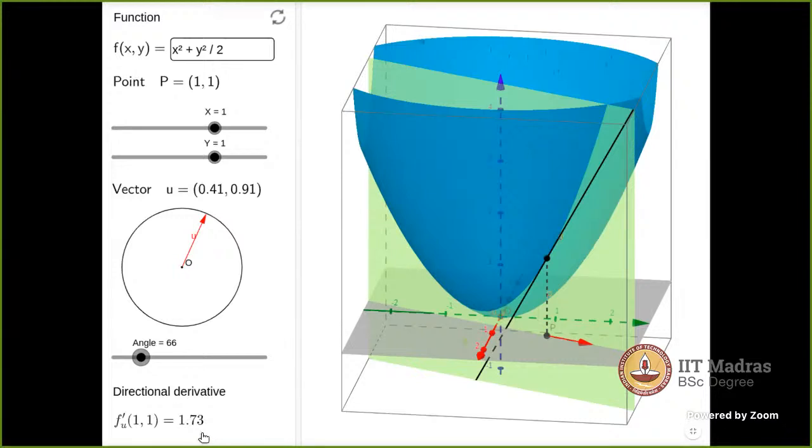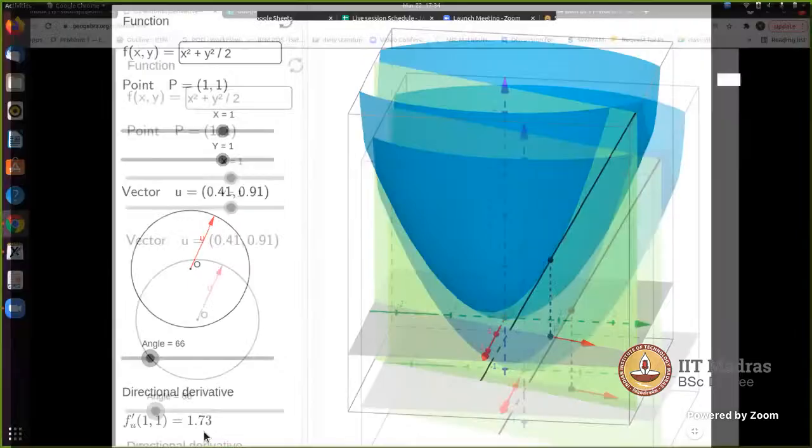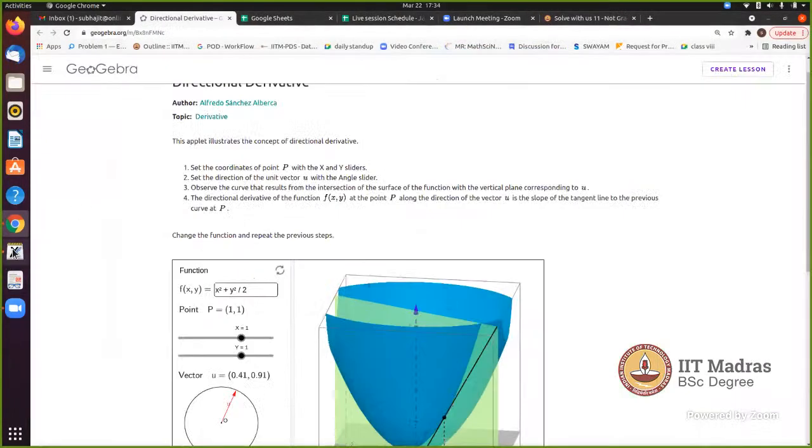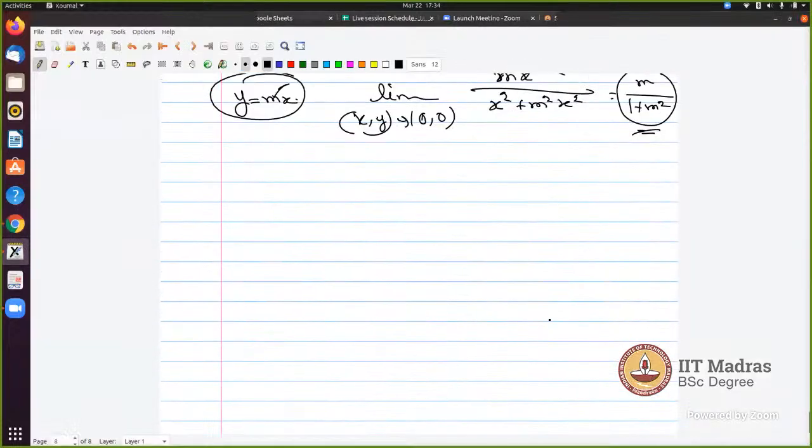Directional derivative is not a length. Directional derivative is a vector, no, sir? If I take out the length of that vector, it will be this much, no? What is the directional derivative? First of all, okay, let me stop it. What was the definition of directional derivative?